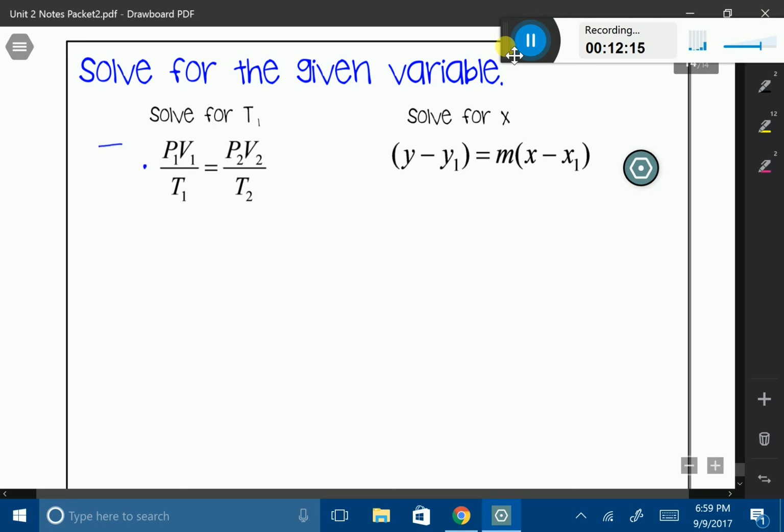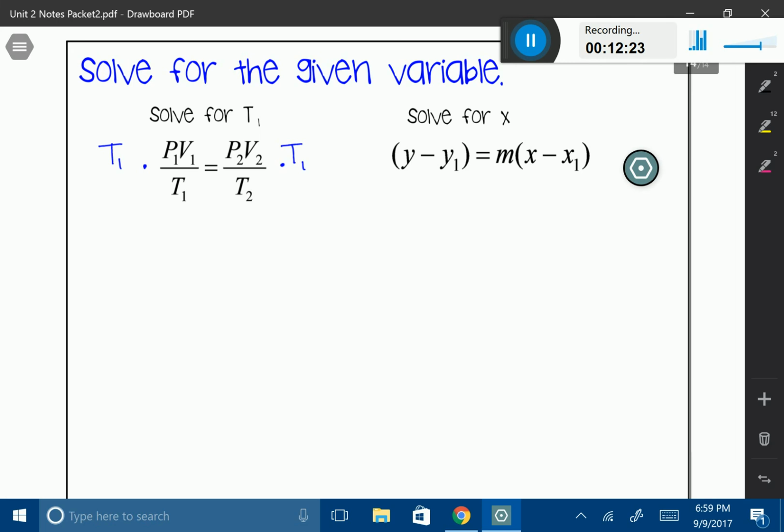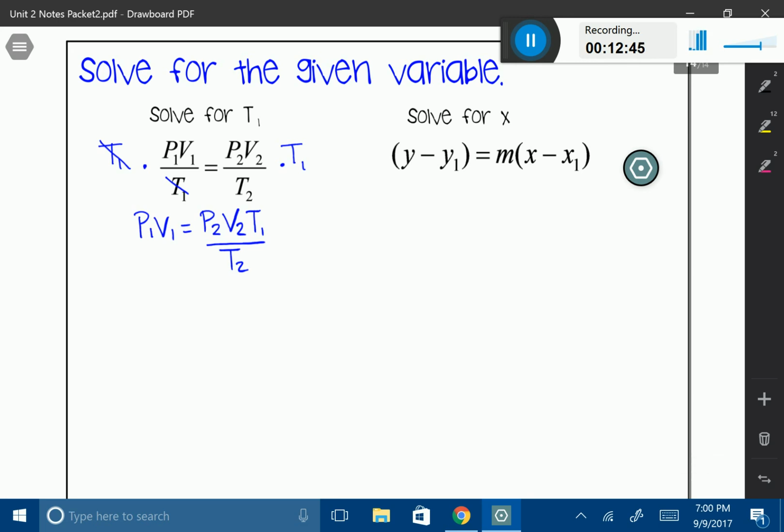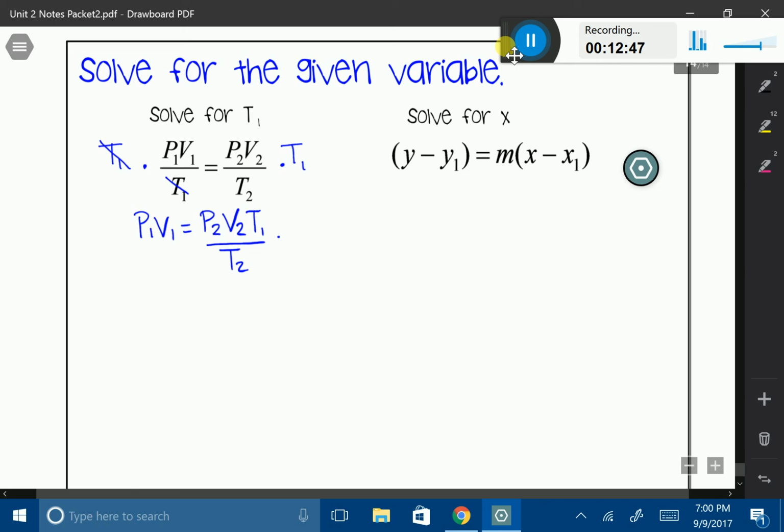Let's start there by multiplying both sides by that T1. So when I do that, they're going to eliminate on this side, and then I'm going to be left with P1V1 is equal to P2V2 T1 over T2. All right, excellent. Let's get rid of that other denominator because now I need to get my T1 from my numerator. So I'm going to multiply both sides by my T2. That's going to get rid of that denominator, which is what I wanted.